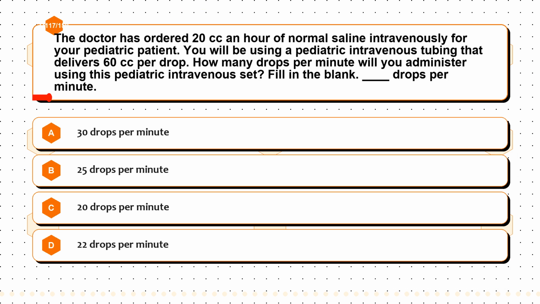Question 117. The doctor has ordered 20 cc an hour of normal saline intravenously for your pediatric patient. You will be using a pediatric intravenous tubing that delivers 60 cc per drop. How many drops per minute will you administer using this pediatric intravenous set? Fill in the blank drops per minute. Here are the options. Option A, 30 drops per minute. Option B, 25 drops per minute. Option C, 20 drops per minute. Option D, 22 drops per minute.